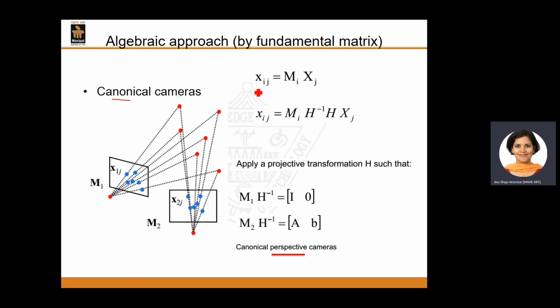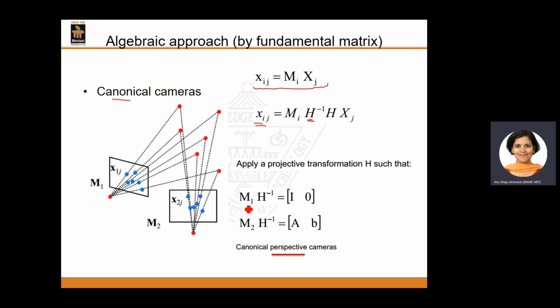We'll see how. This is the general equation for the camera projection, where x is equal to capital M capital X. Now let us say H is the projective transformation. If I apply the projective transformation on the camera matrix as well as the 3D point, the image still remains the same. Now let us say you have two views. We are taking the case of two views, M1 and M2, representing the projection matrices of the two cameras.